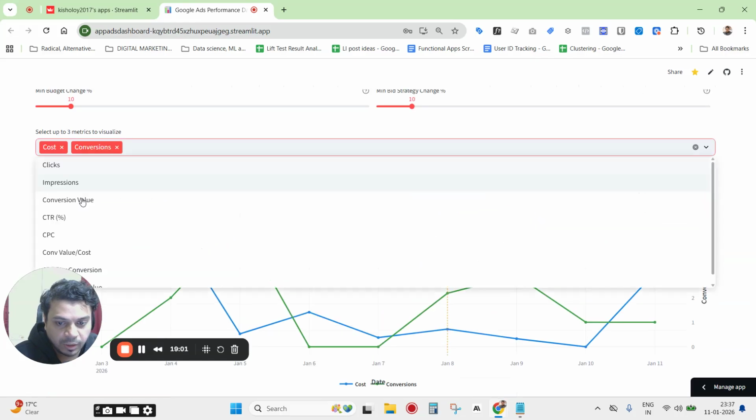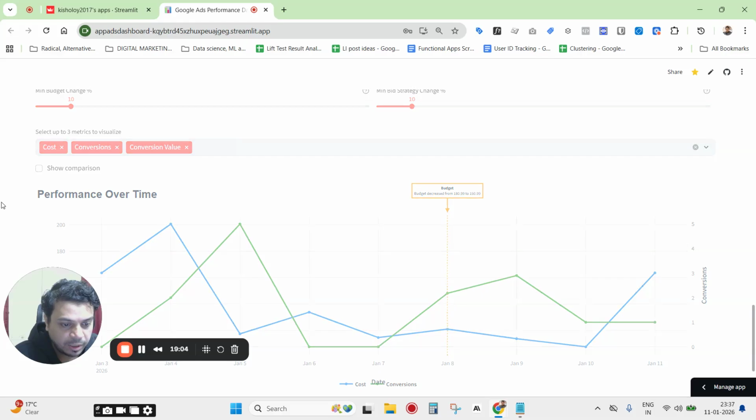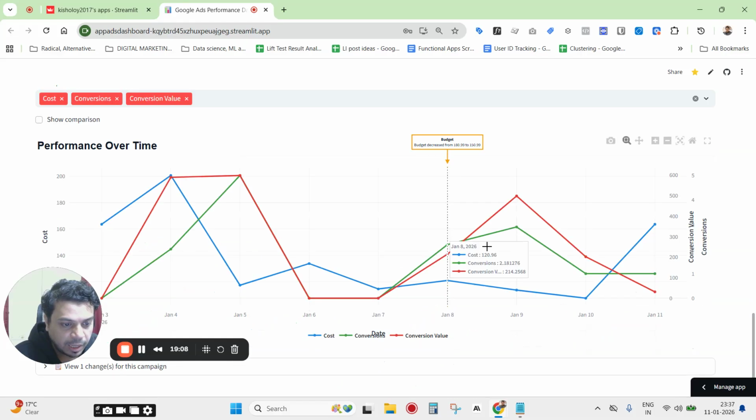So if I just add conversion value here as well, you should be able to see another line. You'll see that the red line also shows that the conversion value just spiked here, and that happened after the budget has decreased. So it seems like, at least in the short period, of course, it has to be observed for a longer period of time. But it seems like a good thing that the fact that you are now able to see from this graph the exact change that was done, it becomes much more contextual, right?